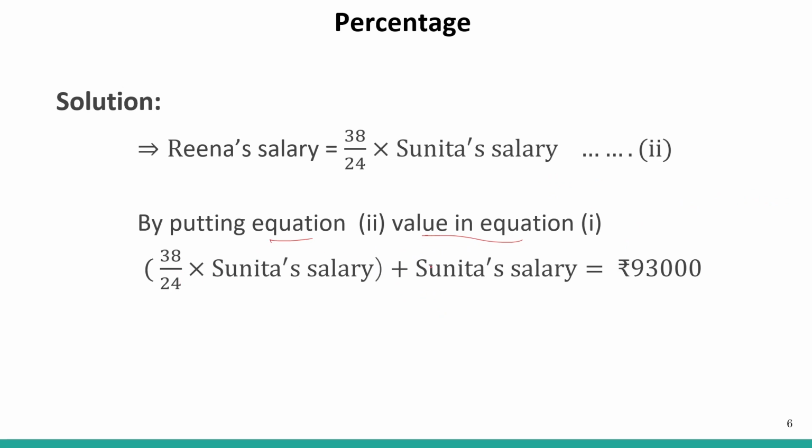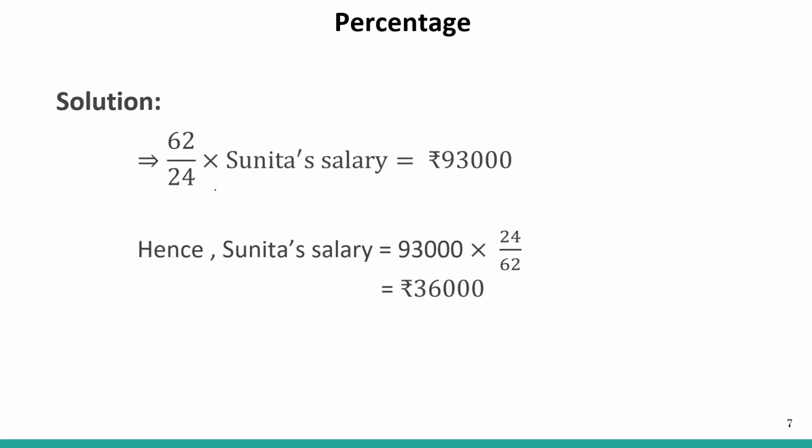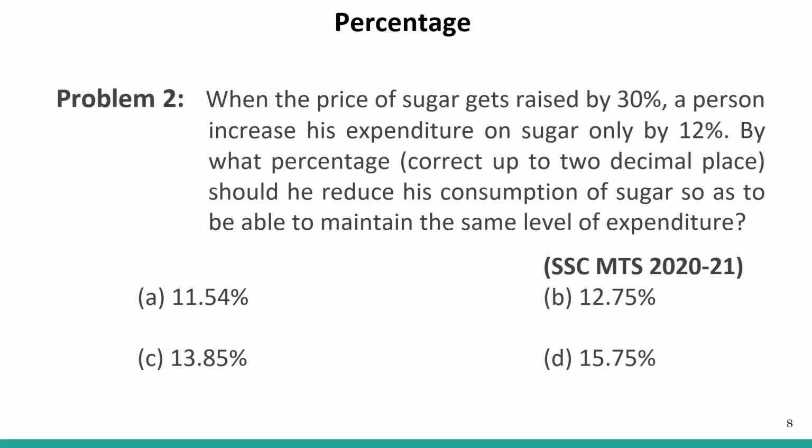What we are left with is 38/24 into Sunita's salary plus Sunita's salary is equal to 93,000. Okay, so 62/24 into Sunita's salary will be 93,000. Hence Sunita's salary will be 93,000 into 24/62. That is the reciprocal, since we took the fraction from LHS to RHS, that's why we put the reciprocal here. And the final answer became 36,000. Okay, so this is the final answer. So let's see problem number 2.